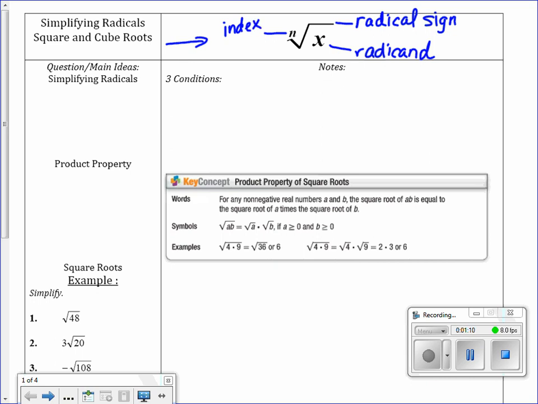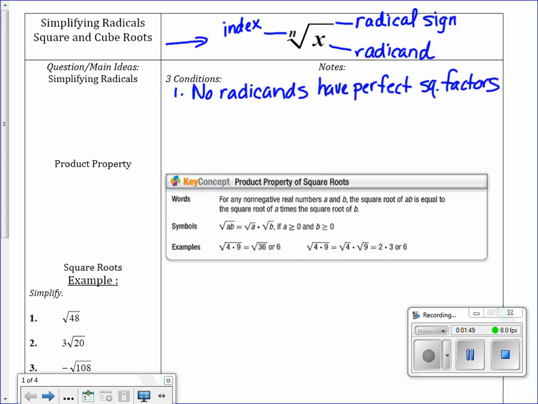When we're simplifying radicals, squares, and cube roots, there's three conditions that we have to meet when we simplify them. The first condition is no radicands have perfect square factors other than 1. Please write this down. Factors other than 1, because 1 is a perfect square factor.